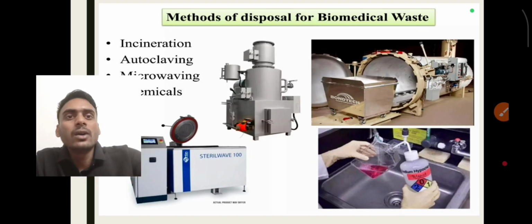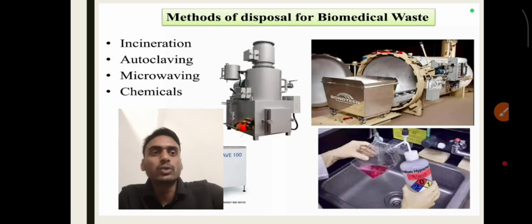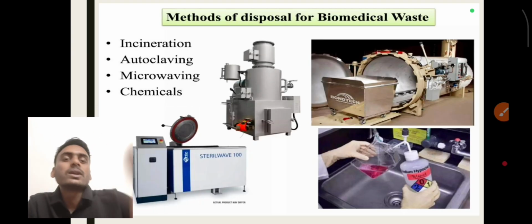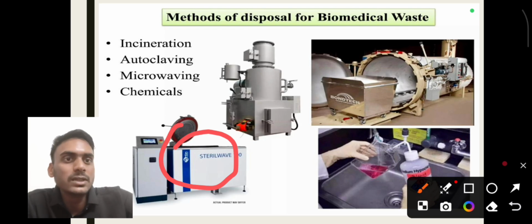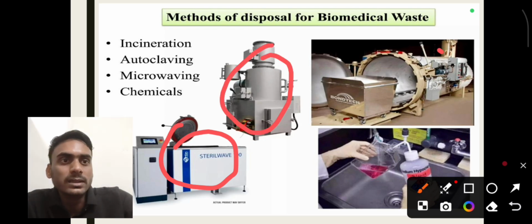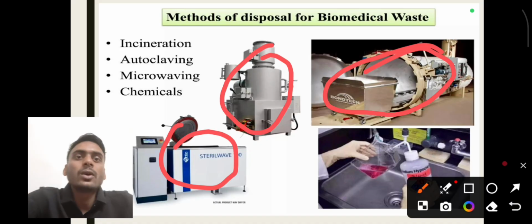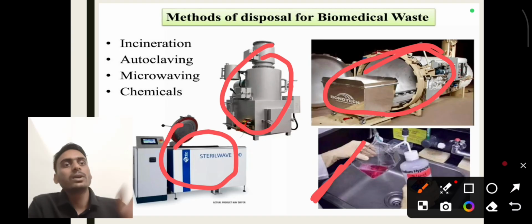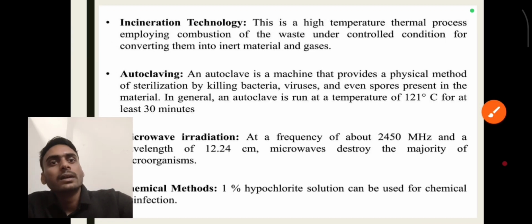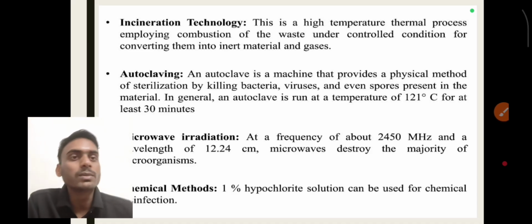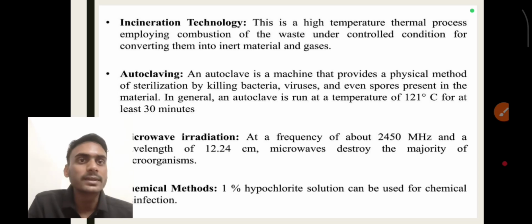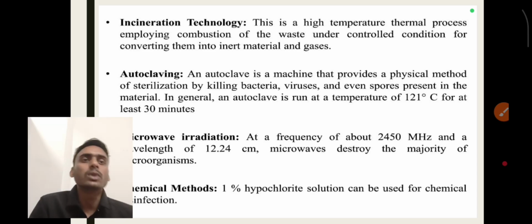So now we discuss the methods of disposal for biomedical waste. This is the picture you have to see: this is an autoclaving machine, this is an incineration machine, this is microwaving, and this is a chemical method. Now we discuss one by one. First we discuss incineration technology. This is a high temperature thermal process employing combustion of the waste under controlled conditions for converting it into inert material or gases. Overall, they burn it at high temperature and dispose of it.